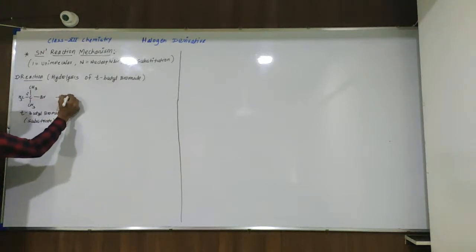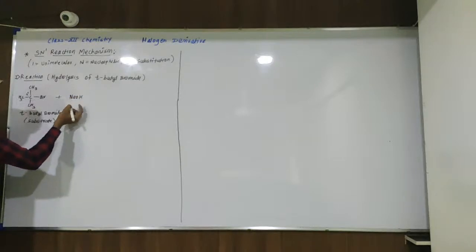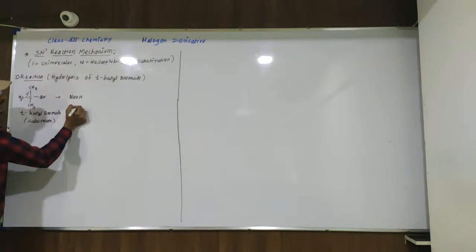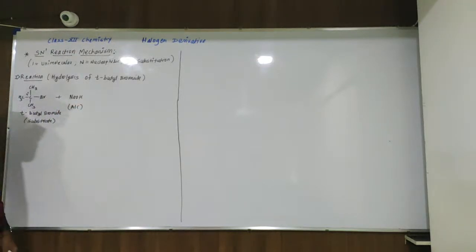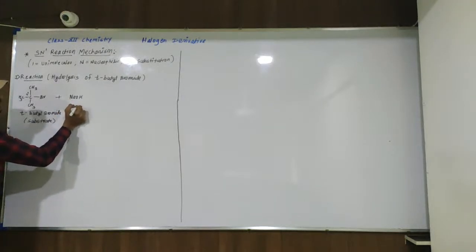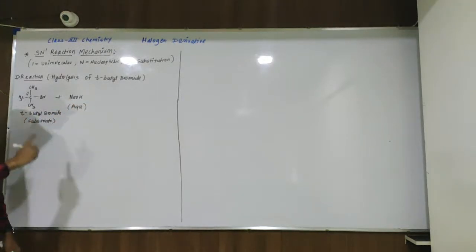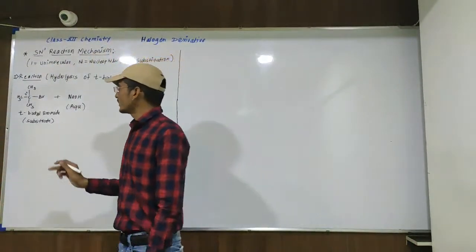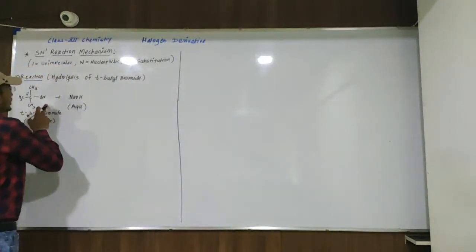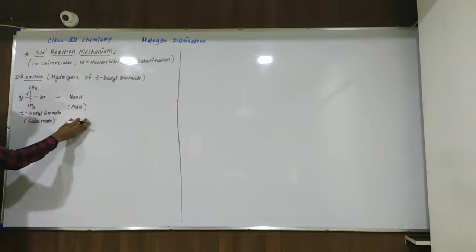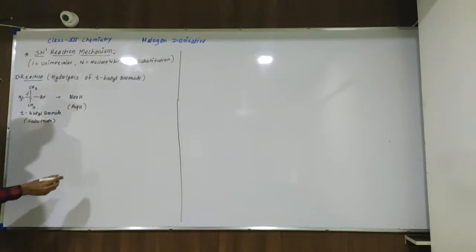When it reacts with NaOH or KOH, you can take both. What is the condition of NaOH here? Sorry, it is an aqueous medium. If you use alcoholic medium, then there is an elimination reaction. That's why it is an aqueous medium. So hydrolysis takes place when tertiary butyl bromide reacts with aqueous NaOH or KOH.